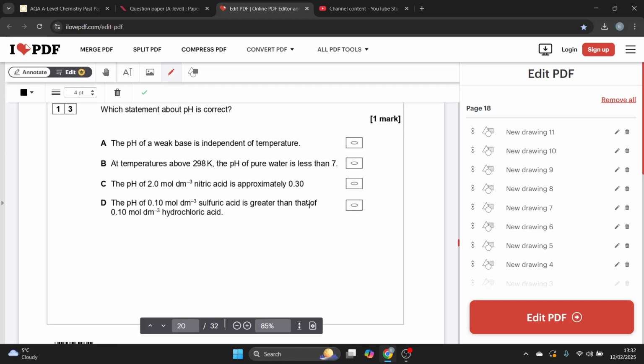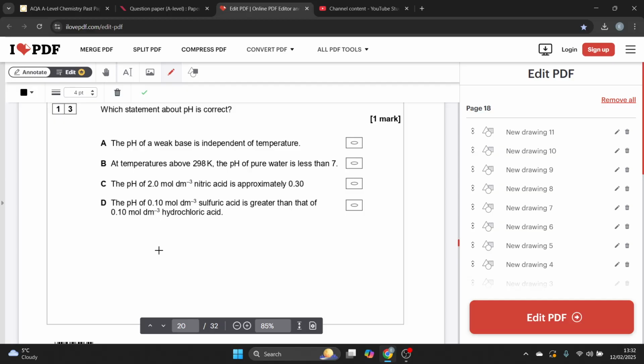Question 13, which statement about pH is correct? The pH of a weak base is independent of temperature. The pH of this much of nitric acid is approximately 0.30. Let's find out the pH of that: minus log 10 concentration of H plus in nitric acid.